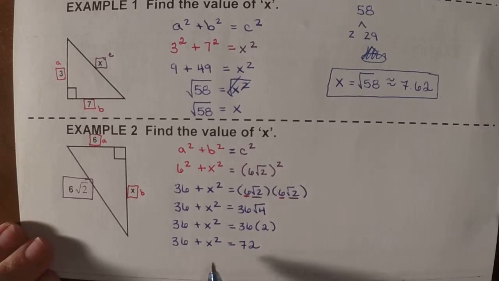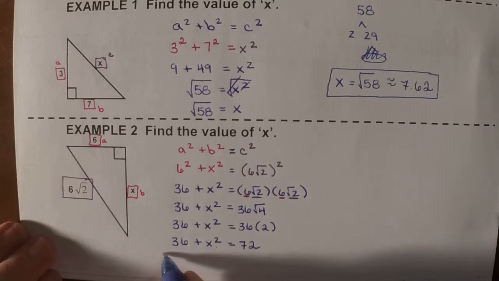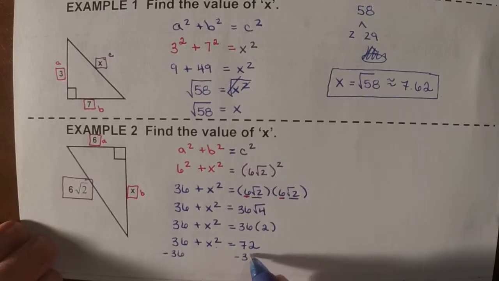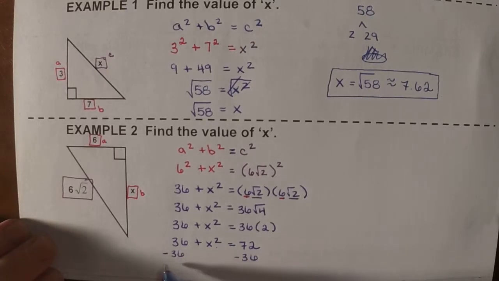So now, remember, I'm trying to get the x by itself on this side of the equation. So then that means I need to move this over. And as many of you know, as I move it, it would become negative. So this would be minus 36, minus 36.